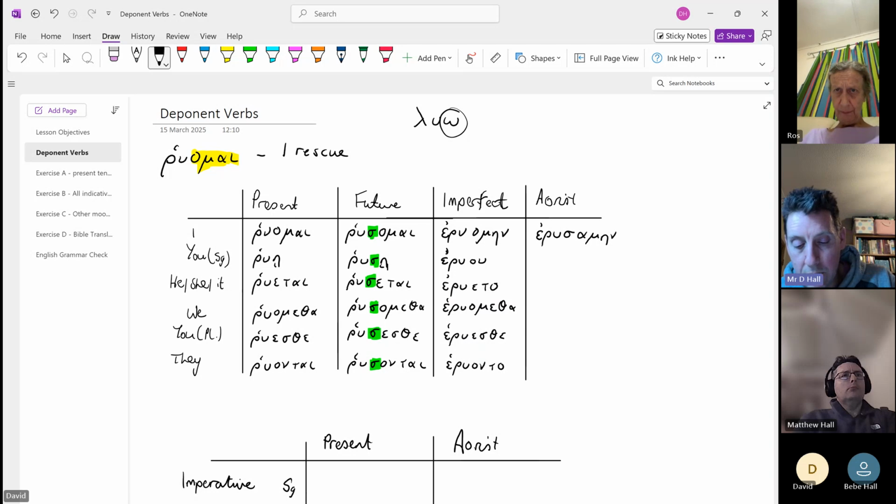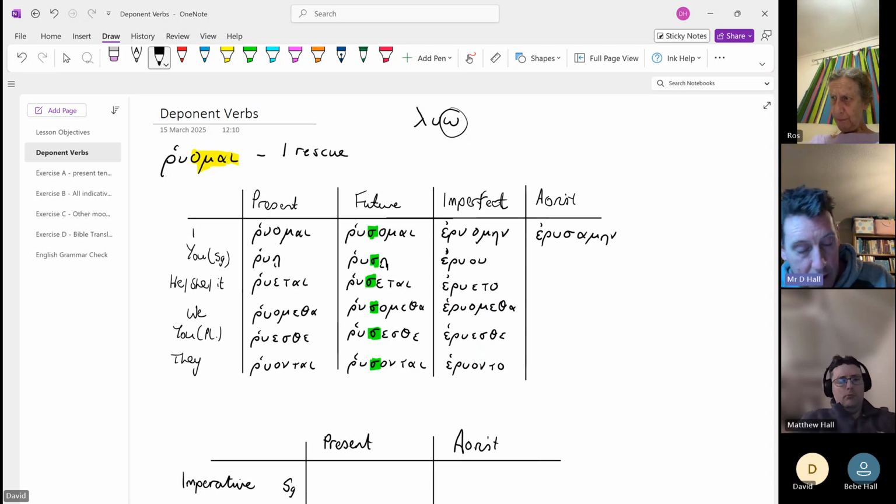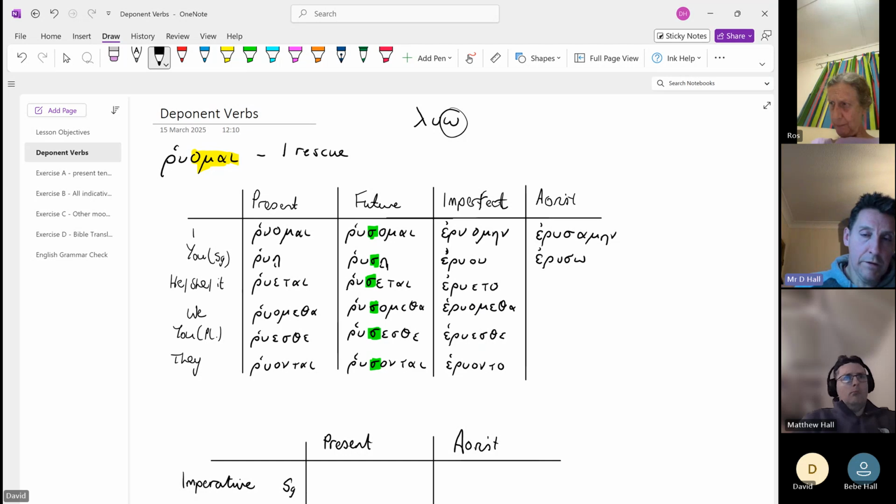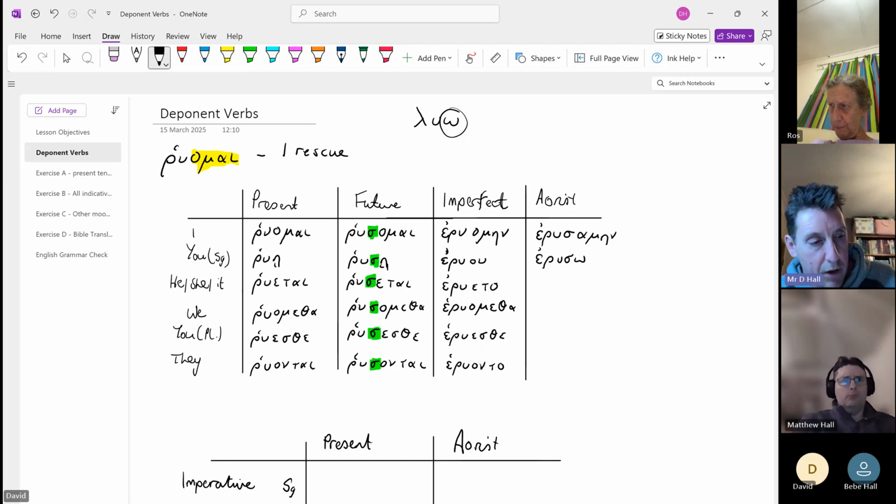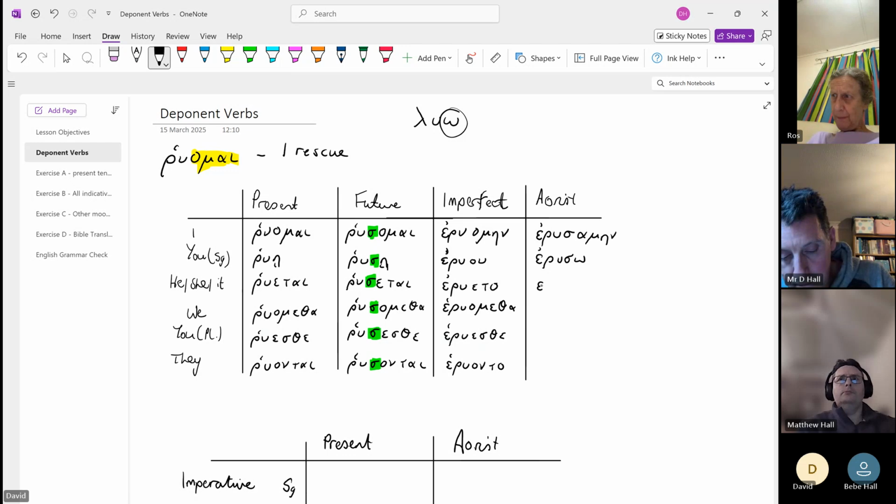Okay. So notice the alpha that pops up here, and always a bit of variation with the second person singular. You have to be careful of that because it's got an omega at the end. It's not a first person verb, okay? And then we've got erusato.